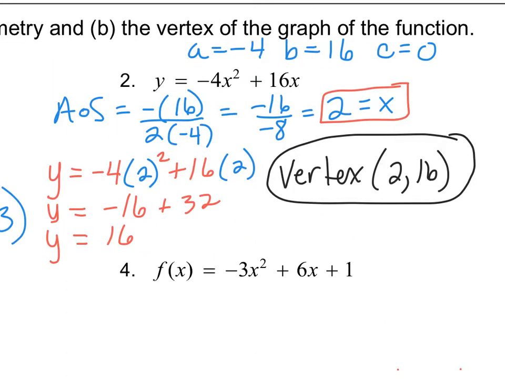Okay, so I just identified my a, b, and c, plugged into my axis of symmetry formula to come out with x equals 2 as my axis of symmetry. Knowing that that's the x value of my vertex, I plugged it in and found my y value to be 16. Okay, number 3 and 4, you're following the same process again, finding your axis of symmetry and vertex. I want you to do 3 and 4 on your own, pause your video, do the work, and then check back for the answers.